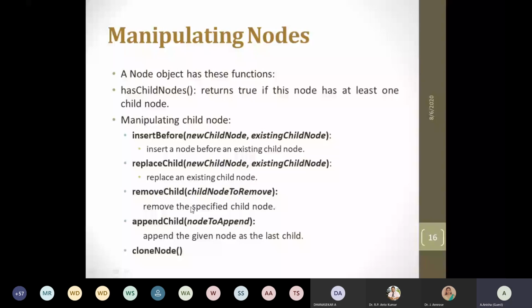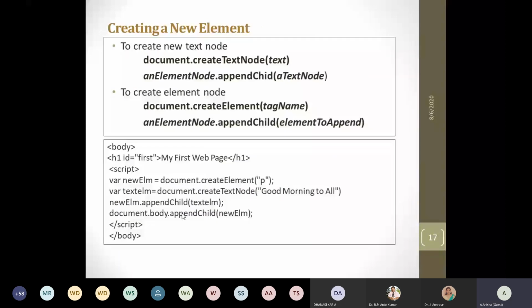And with appendChild, you can append a node as the last child of a particular node. Append means adding at the last. So appendChild will add a node as the last child for a particular node. And the cloneNode method will create a copy of a given node. Let us first learn how to create a new element and append it to the browser window dynamically.